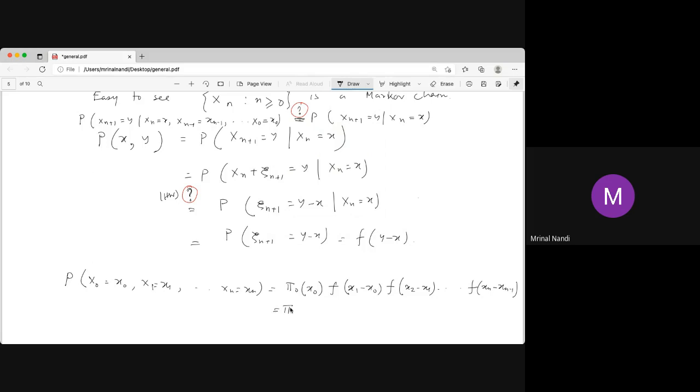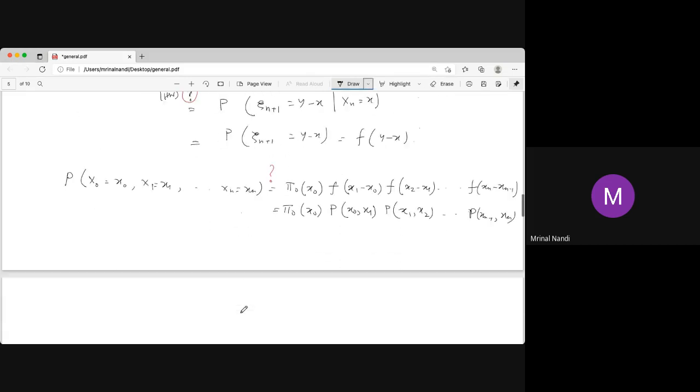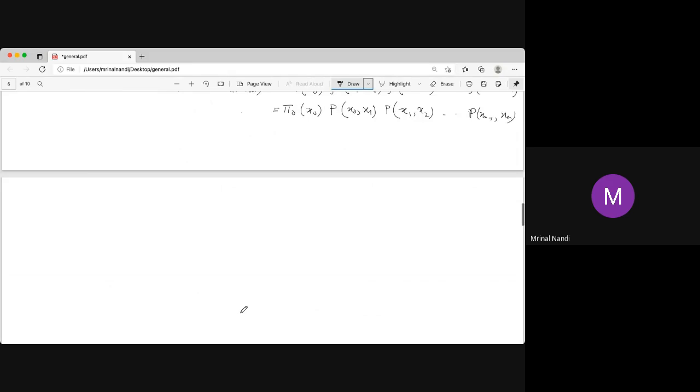Or you can write this as the transition function from x0 to x1. Then that can start from x0, x0 to x1, x1 to x2, up to xn minus 1 to xn. And again, you have to check all these things. You have to check this portion. Again, homework. You can check this easily by the previous thing. In the previous class, we saw how we find the joint distribution from the conditional and this initial distribution.